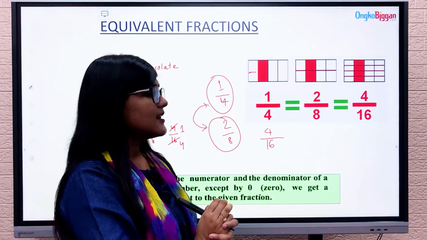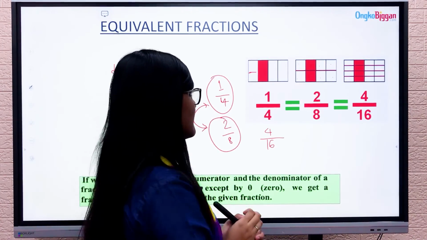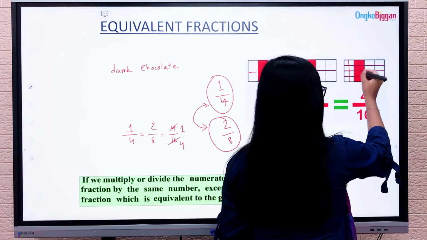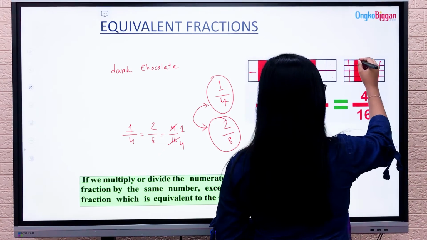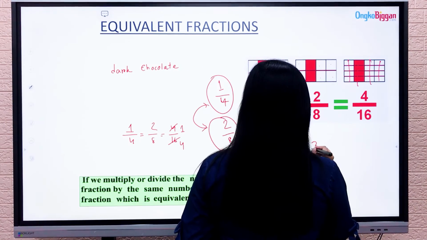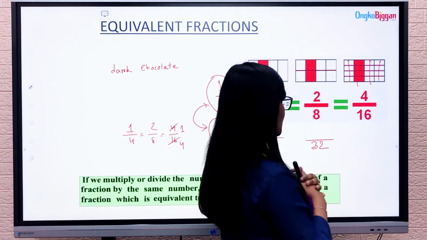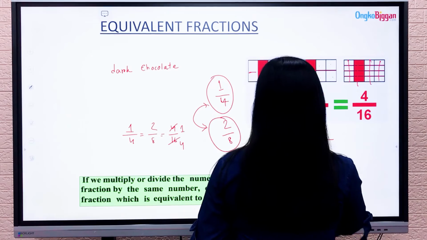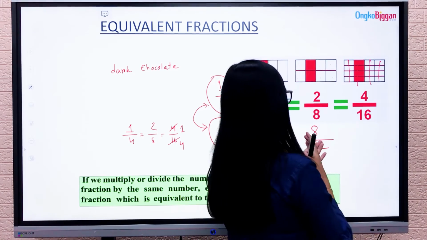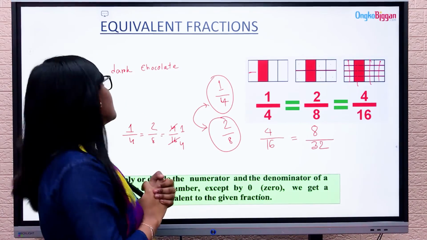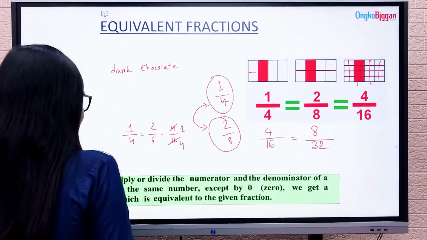If you say to cut this into another section, like if you want to cut this in half in this way, then you will get 32 sections, or 32 slices in total, and each of the members is getting 8 slices. So 4 by 16 is also equal to 8 by 32. So this is the phenomenon of equivalent fractions.